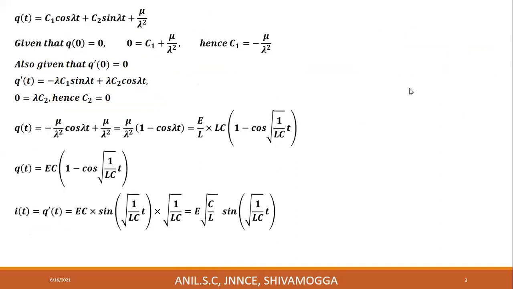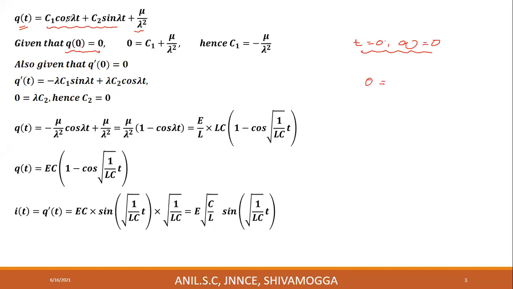This is the solution. Q of t is equal to C1 cos lambda t plus C2 sin lambda t plus mu divided by lambda square. This is the first initial condition. Q of 0 is equal to 0, where this is t and this is q. Q is equal to 0 when time t is equal to 0. We use this. Substitute here. Q is 0.